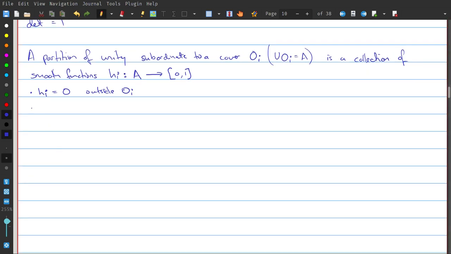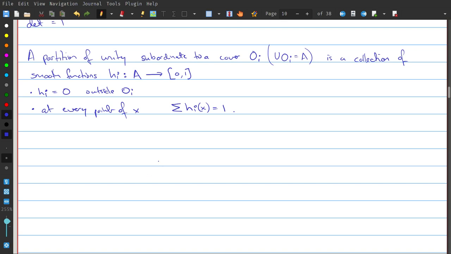And the other property is that at every point of A, if you add up all of the h_i, they add up to 1. This is why it's called a partition of unity, because the unity refers to 1 here, and the partition means breaking this up into a sum. So it's a partition of 1: 1 is broken up into a sum of things. These are the essential points.